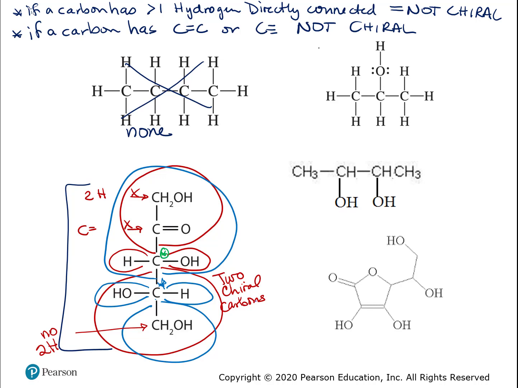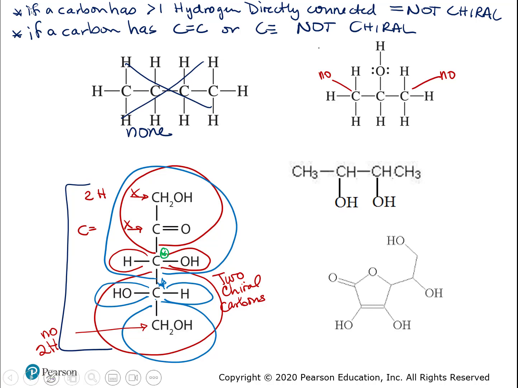So look at that top right one. Is the left carbon chiral? Why? 3 hydrogens, so no. Okay, what about the one over on the far right? No, because more than 1 hydrogen, right? So if you see a CH3, a carbon with 3 hydrogens, or a carbon with 2 hydrogens, you know automatically you can throw them out.